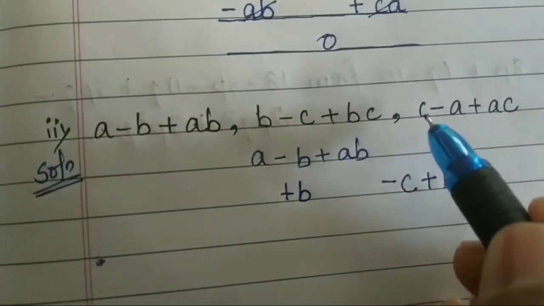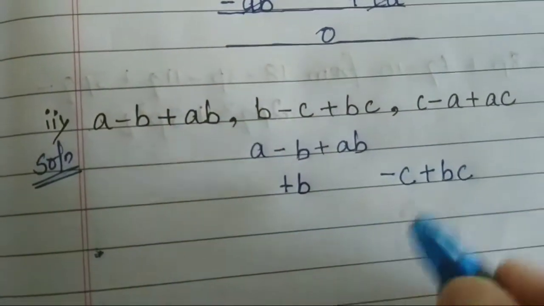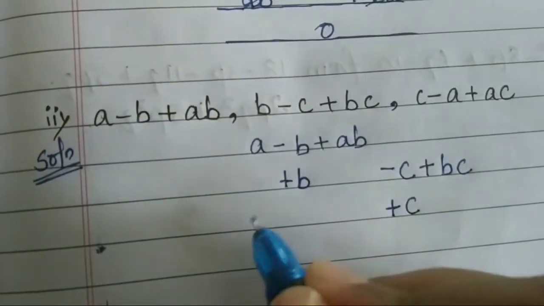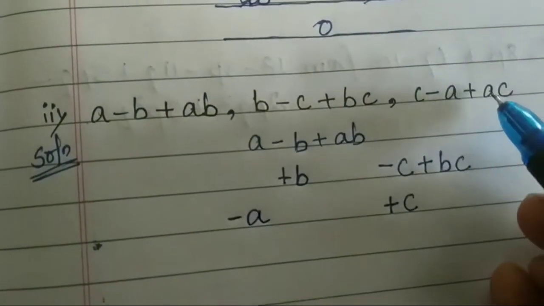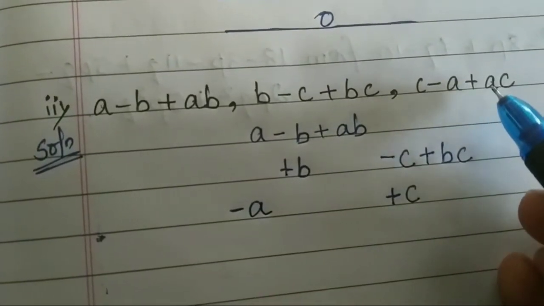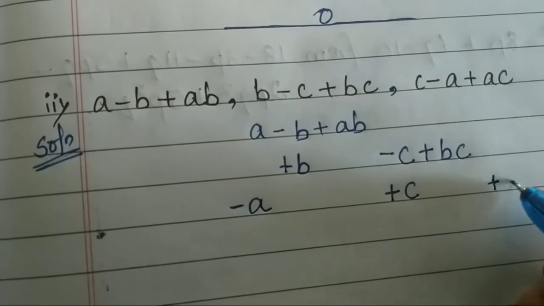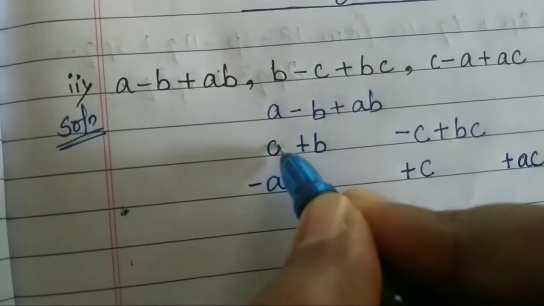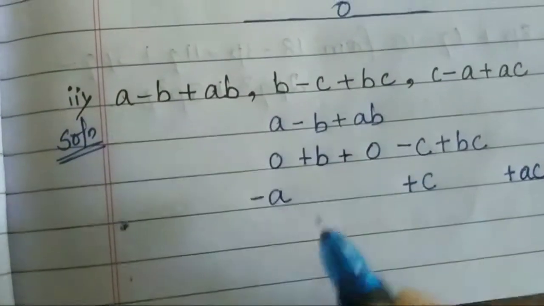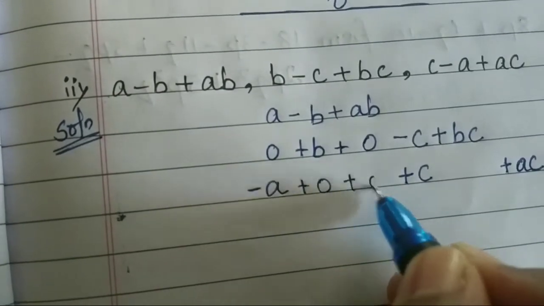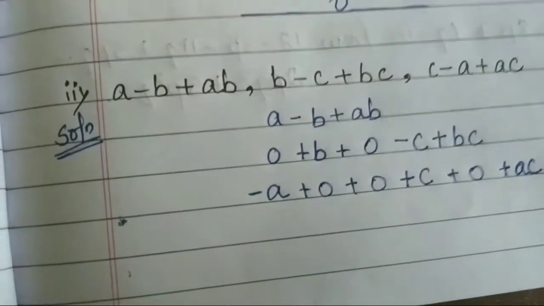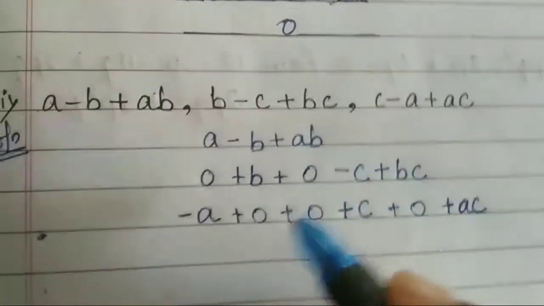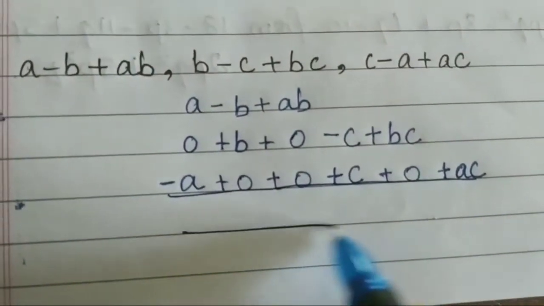Next we are having C. Plus C will come below this C, and this minus A will come below this plus A, and plus AC. Again we are not having AC, so we will write plus AC at this side. Wherever there is empty space, we will put a 0 there. Here also, if you need, you can put the 0 or you can leave it blank. No problem. So we will add this.